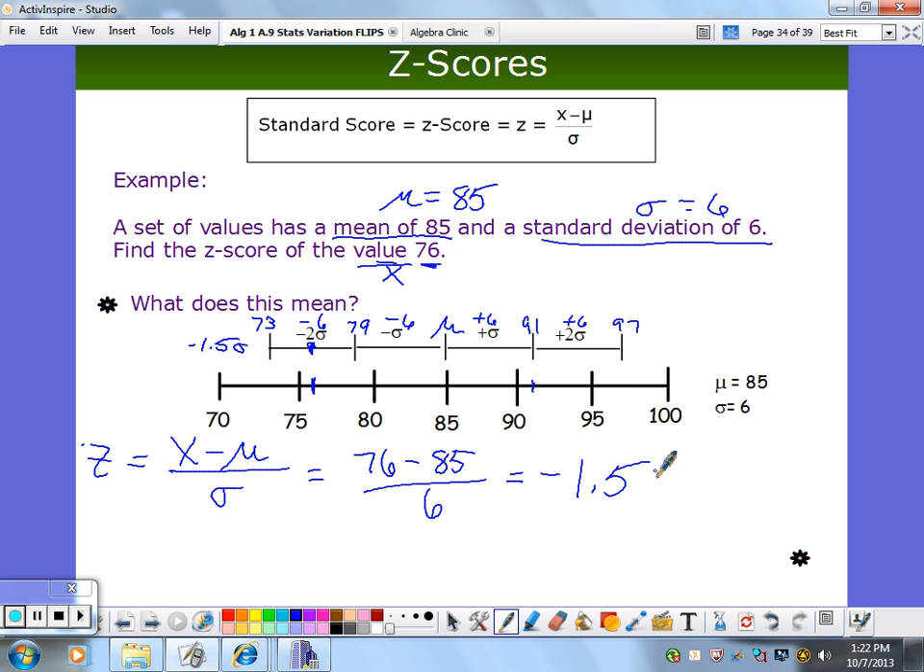So what does this number mean? Negative 1.5? What is it telling me? How many standard deviations is 76 from the mean of 85? It's negative 1.5. 1.5 standard deviations below. Sometimes you put a little sigma here. 1.5 standard deviations, because I'm counting by standard deviation. Make sense? This is making sense for them. You got a few people.